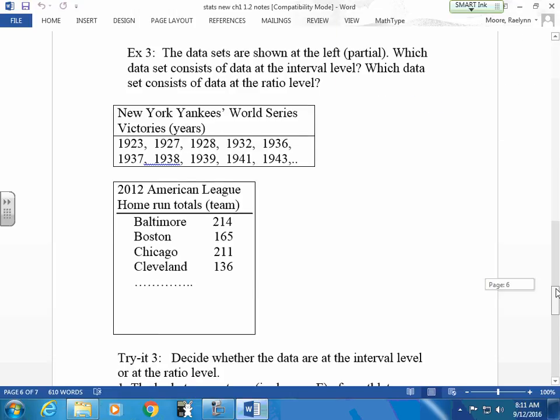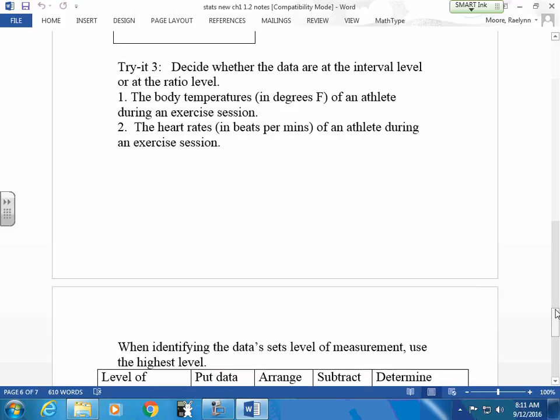These get tricky. So decide which one's interval, which one's ratio. The body temperatures in Fahrenheit of an athlete during an exercise session versus the heart rate, beats per minute, of an athlete during an exercise session. Which one's interval?